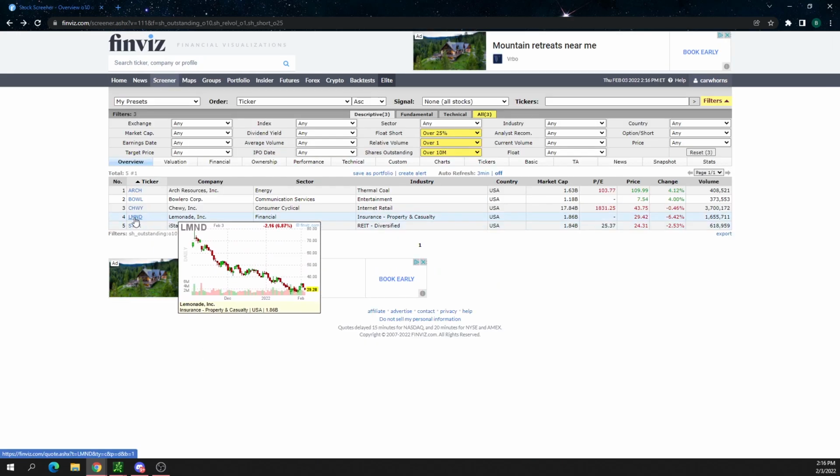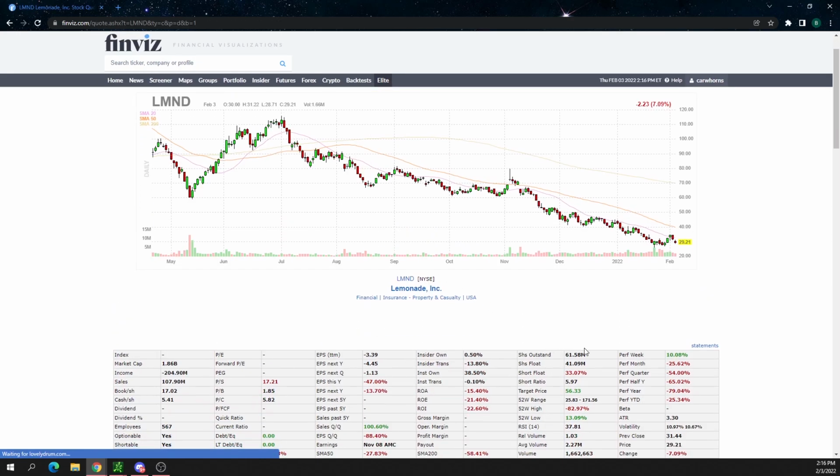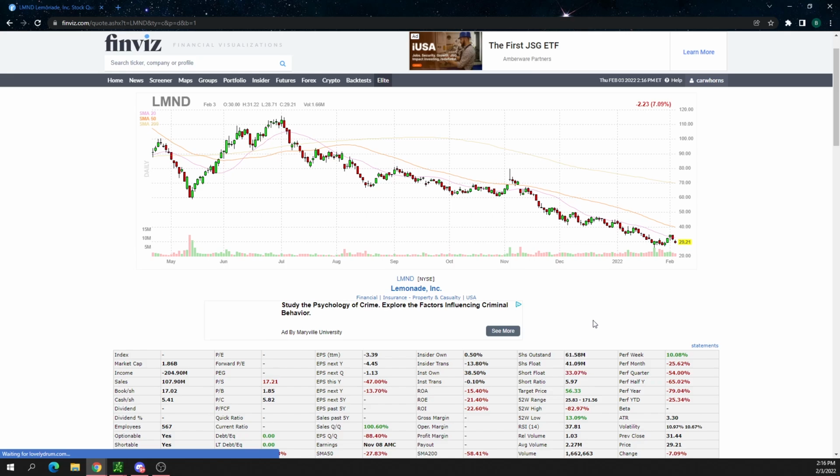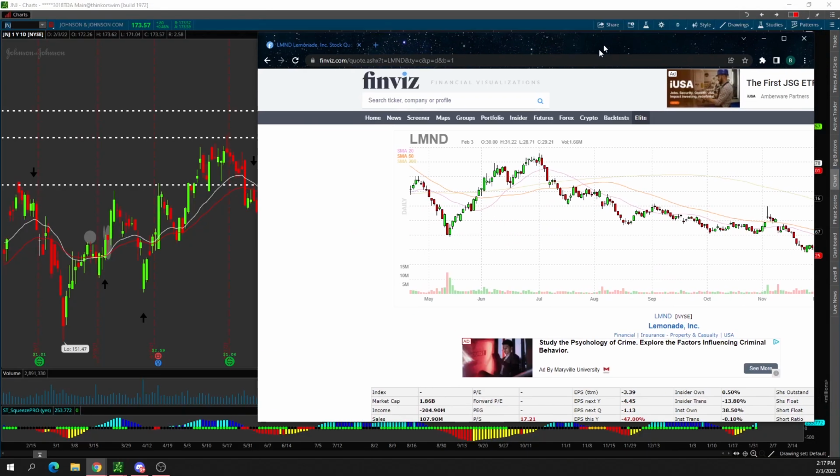And it's going to be the same thing on something like Lemonade. So if we're looking at Lemonade, there's 61.58 million shares outstanding, and 41.09 million of them are currently being shorted. So I don't know why it says this short float percentage right here, but it's going to be a lot more. It's going to be well over 50%. Therefore, if Lemonade comes out with news and these people have to buy back, we are going to see this stock absolutely explode.